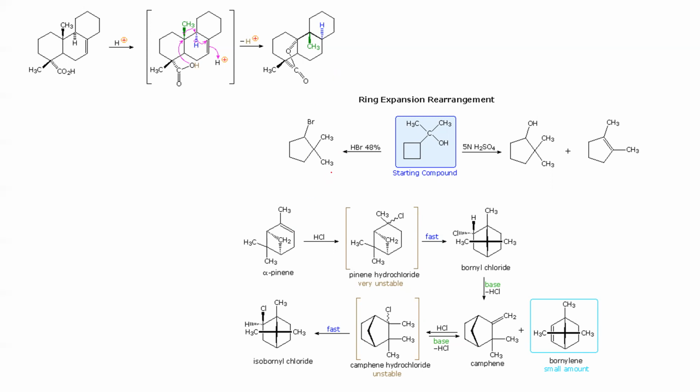Now, let us see this example. This is the starting compound. This compound has OH. After the reaction with sulfuric acid, there will be elimination, and there will be a plus charge over here. Now what happens? This double bond migrates to this carbon atom, and as a result of that, an expanded product is formed. A 4-member ring becomes a 5-member ring.